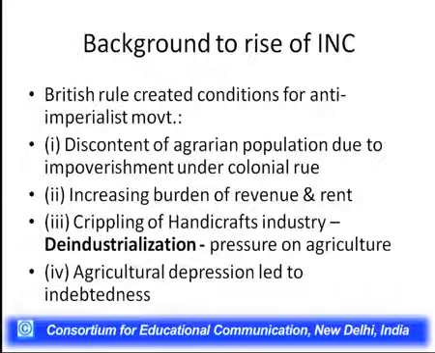Firstly, the discontent of the agrarian population due to impoverishment under the colonial rule was one. Then the increasing burden of revenue and rent. Then the crippling of the handicraft industry in the form of deindustrialization, which created a lot of pressure on agriculture. And then the agricultural depression, which led to indebtedness. So what we see is that from the economic point of view, there were a number of factors for the rise of Congress, and these factors could be seen in the framework of how the people were suffering from the economic perspective under the colonial rule.